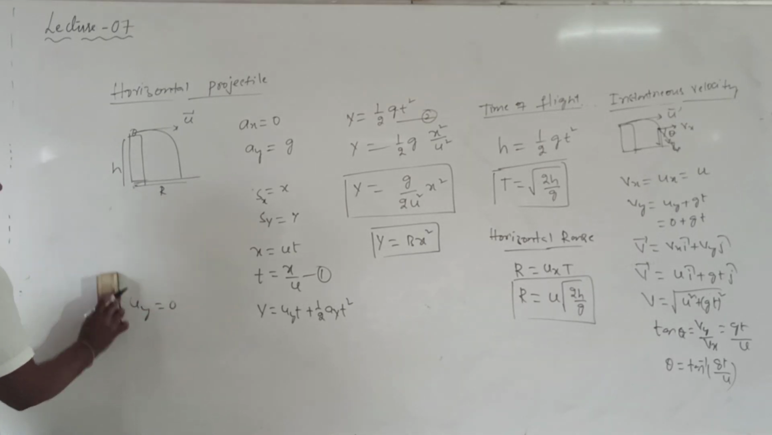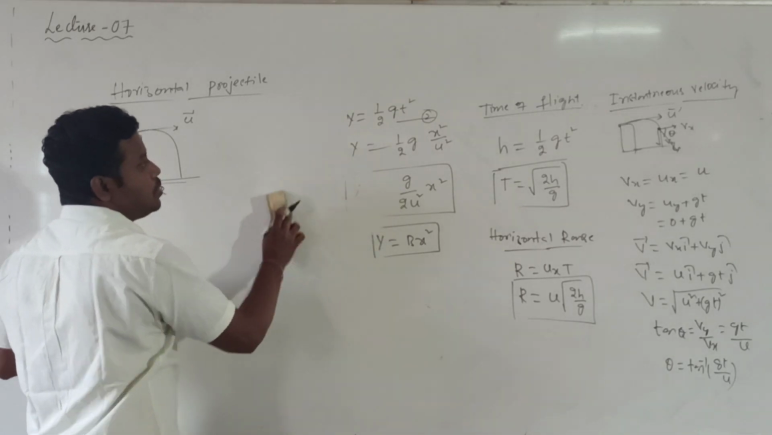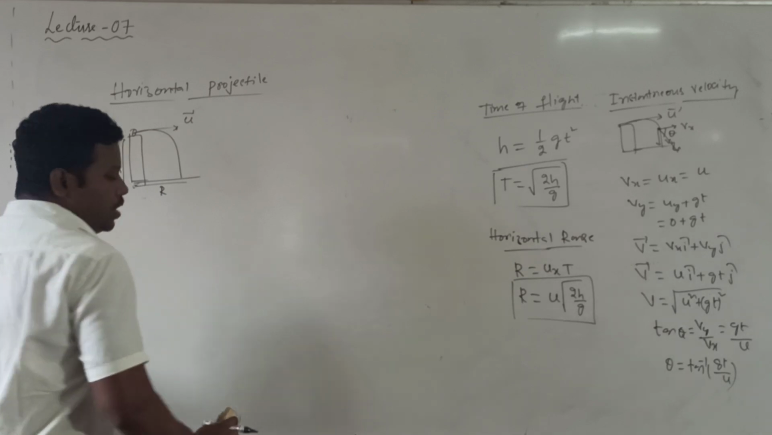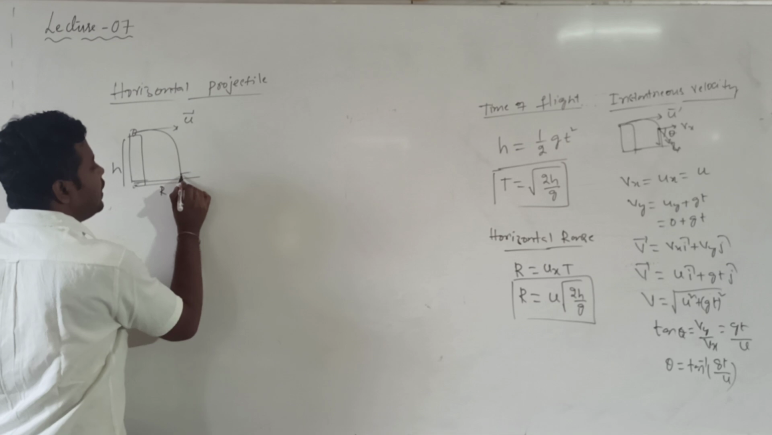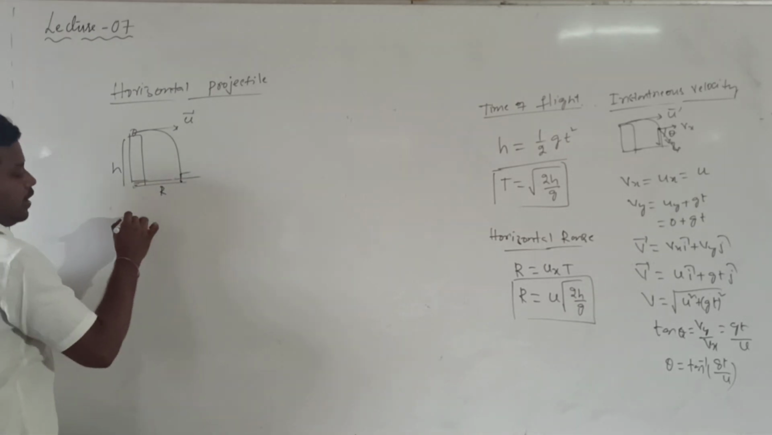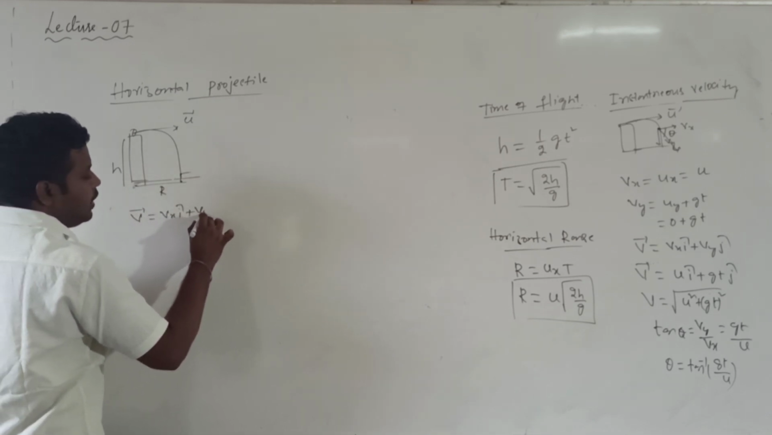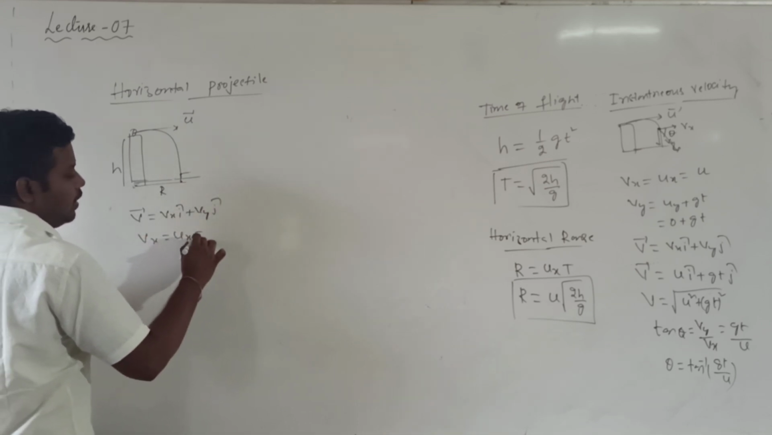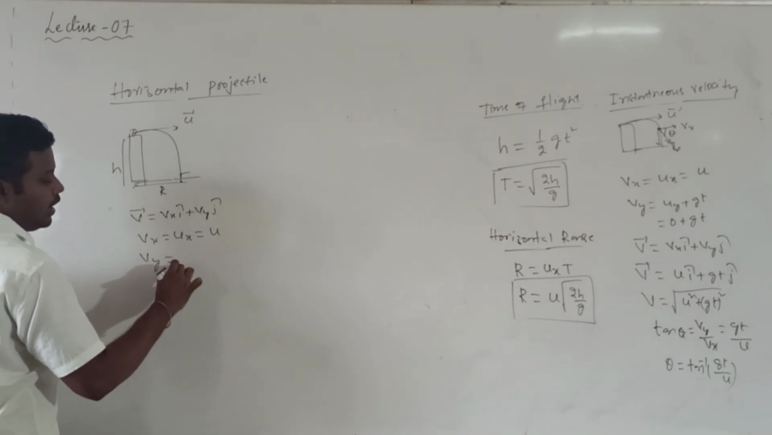So that is the formula to calculate the instantaneous velocity. Now, what is the velocity with which the horizontal projectile reaches the ground? How can you calculate it? When it is reaching the ground, I want to calculate the final velocity. v bar is equal to vx i cap plus vy j cap. Anyway, vx will be the same: vx is equal to ux, which is equal to u.